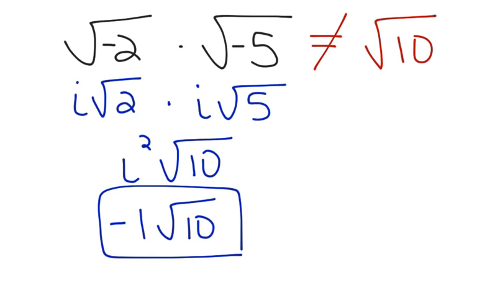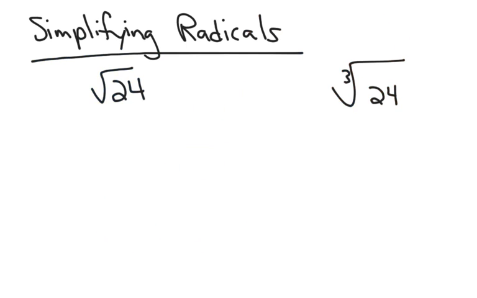So be careful when you're looking at negative numbers under radicals. If the root index is odd, then you can take the radical or you can multiply the radicals. But if the root index is even and you have a negative underneath, those are imaginary numbers, and in this particular unit, we're not dealing with imaginary numbers.